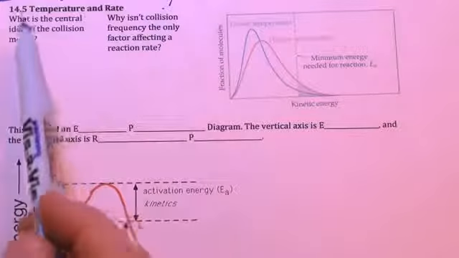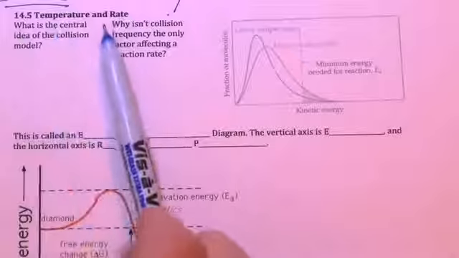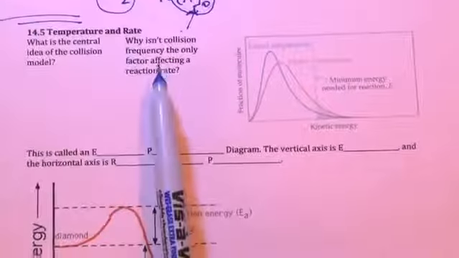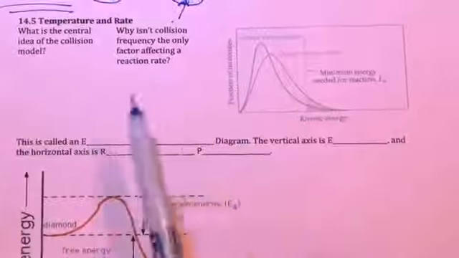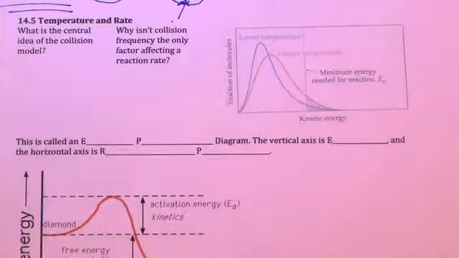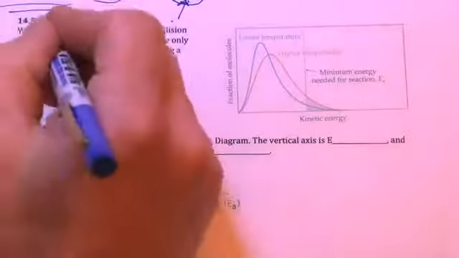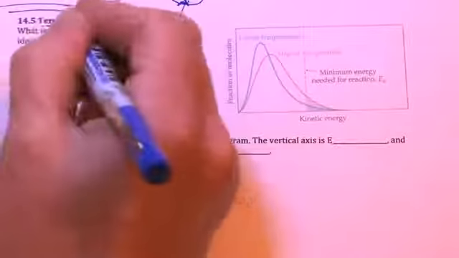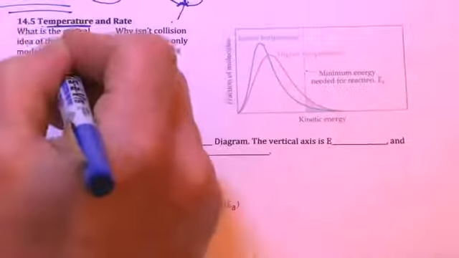Make sure that you have these notes out, section 14.5, temperature and rate, as we go through and answer some questions and give some notes about how temperature affects the reaction rates. First of all, there are two tenets that help describe how temperature affects the rate of a reaction. And the first one is something called the collision model.